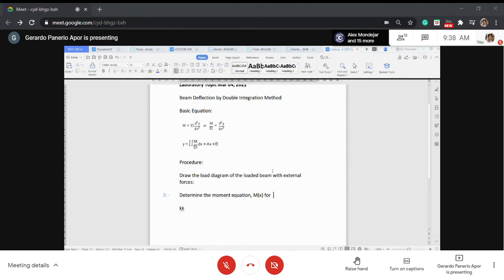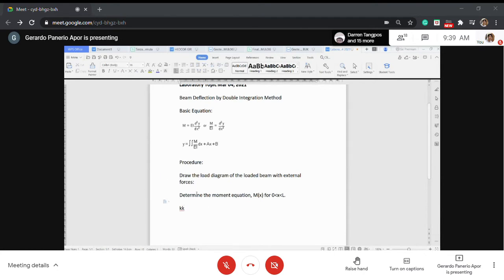For 0 is less than x is less than L. So the entire length should be your range. Okay?